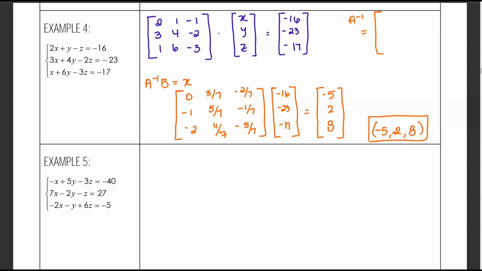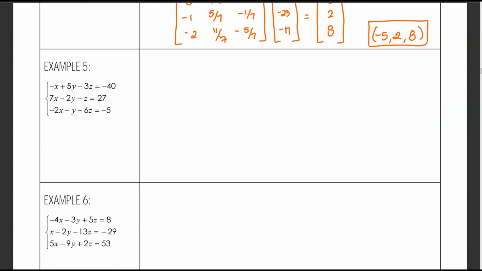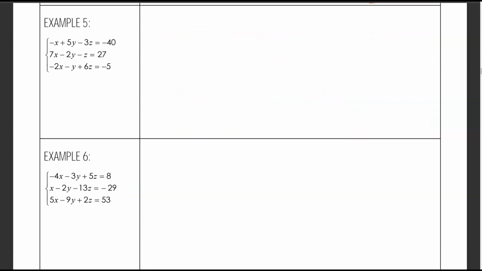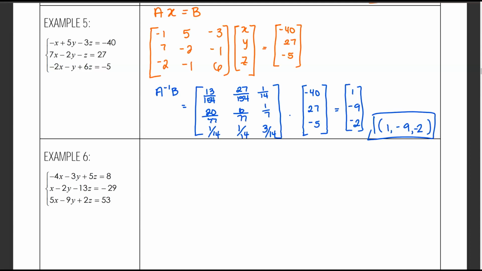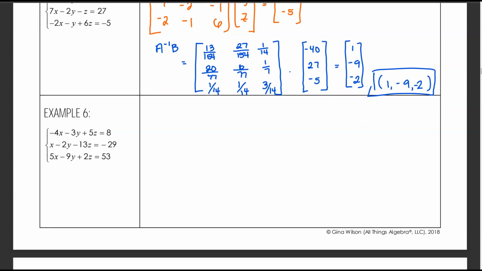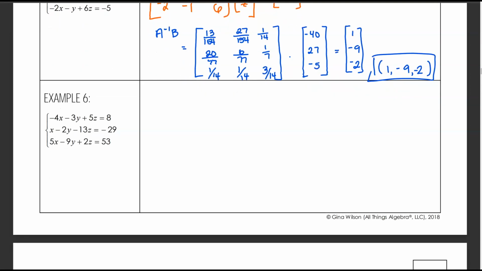All right. So go ahead and try the next one. Feel free to use the Desmos matrix calculator. But yeah, let's try this one out. All right, did you get this answer? X is 1, y is equal to -9, and z is equal to -2. How are you feeling about this? Let's go ahead and try this very last one.